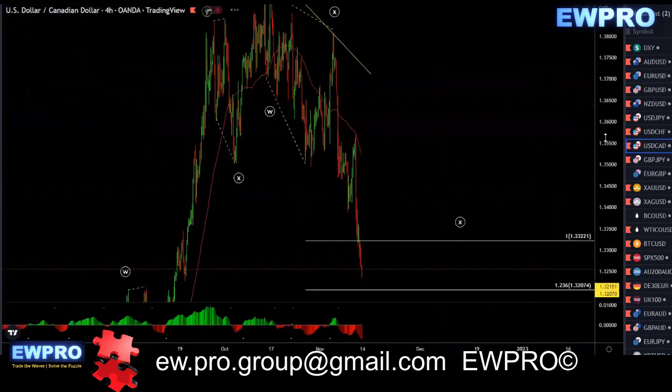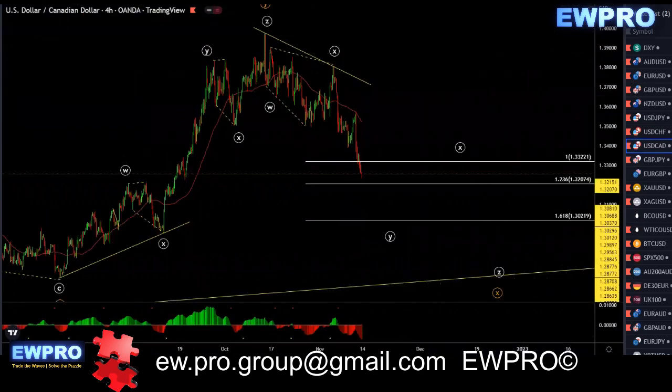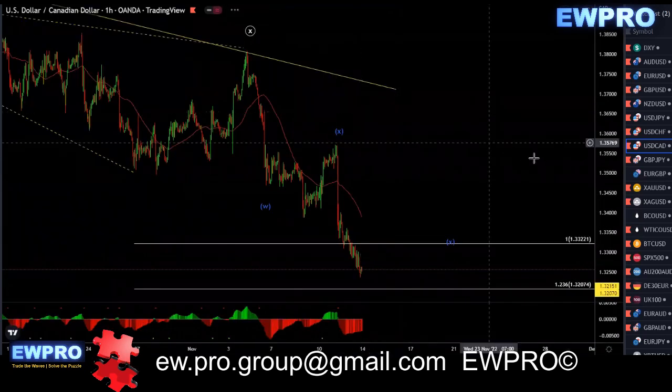Going on to UCAD, the H4, we've got this WX. We're in this wave Y. This still can come down to that 161.8. So this might be a better one to trade if you get a little flag here on the H1, because we have a little bit more room there to move to the downside to the 161.8.